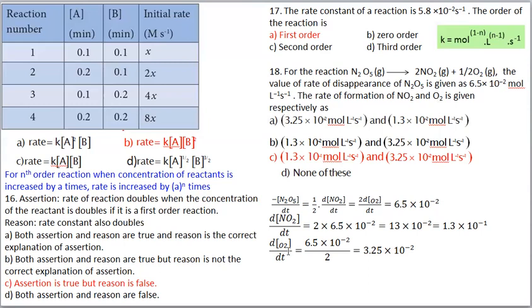Okay. Again, we can check the other value also. Rate of formation of O2, d[O2] by dt, equal to, from this you see, the 2 will go to the denominator, divide by 2. So we'll get 3.25 into 10 to the power minus 2. So that is also formed here. Okay, so option C is the right one.